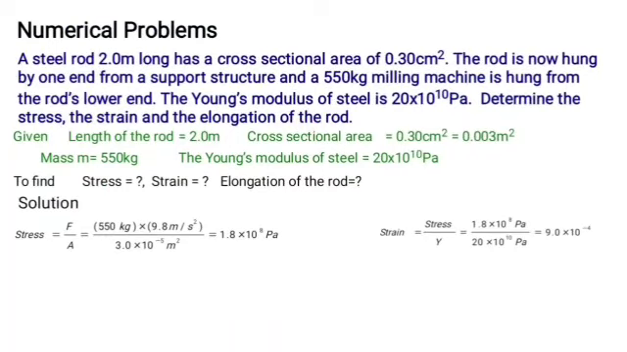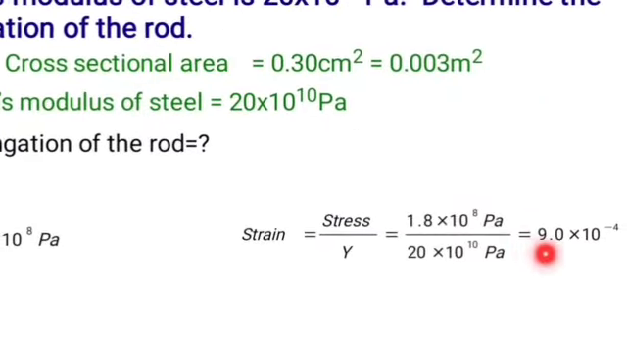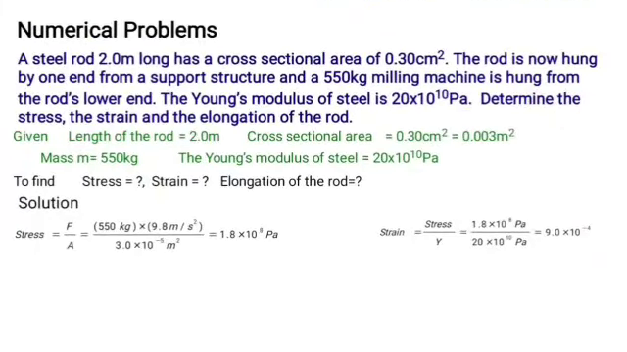Similarly, the strain is given by stress upon Young's modulus. The value of Young's modulus is given. We have calculated stress. Substituting these two values, one can obtain the value of strain as 9.0 into 10 power minus 4.